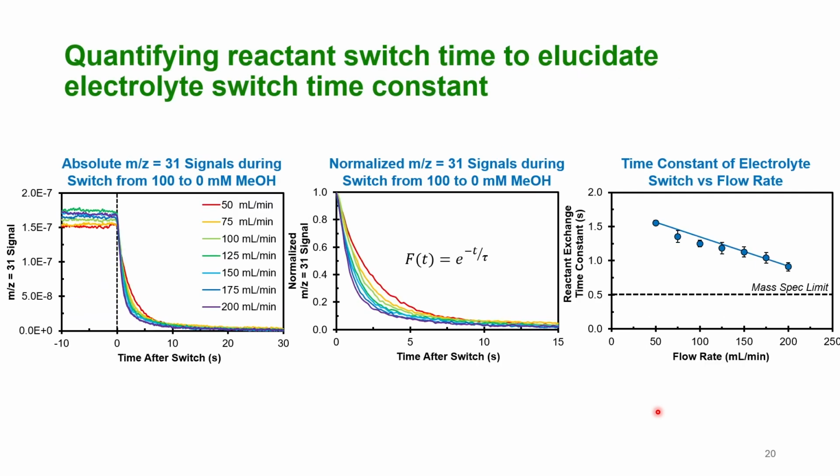for electrochemical measurements. Now we wanted to quantify our reactant switch time. This is more like valve dynamics, where we're switching from one electrolyte to another. We had a concentration of methanol in one vessel and 0 concentration of methanol in the other, and we switched between the two as a function of flow rate, and again fit our transient response to an exponential function in order to obtain a reactant exchange time constant as a function of flow rate. We see that at 200 milliliters per minute, we have an exchange time of roughly 0.8 seconds. Therefore, 200 milliliters a minute was used to perform electrochemical Sitka.